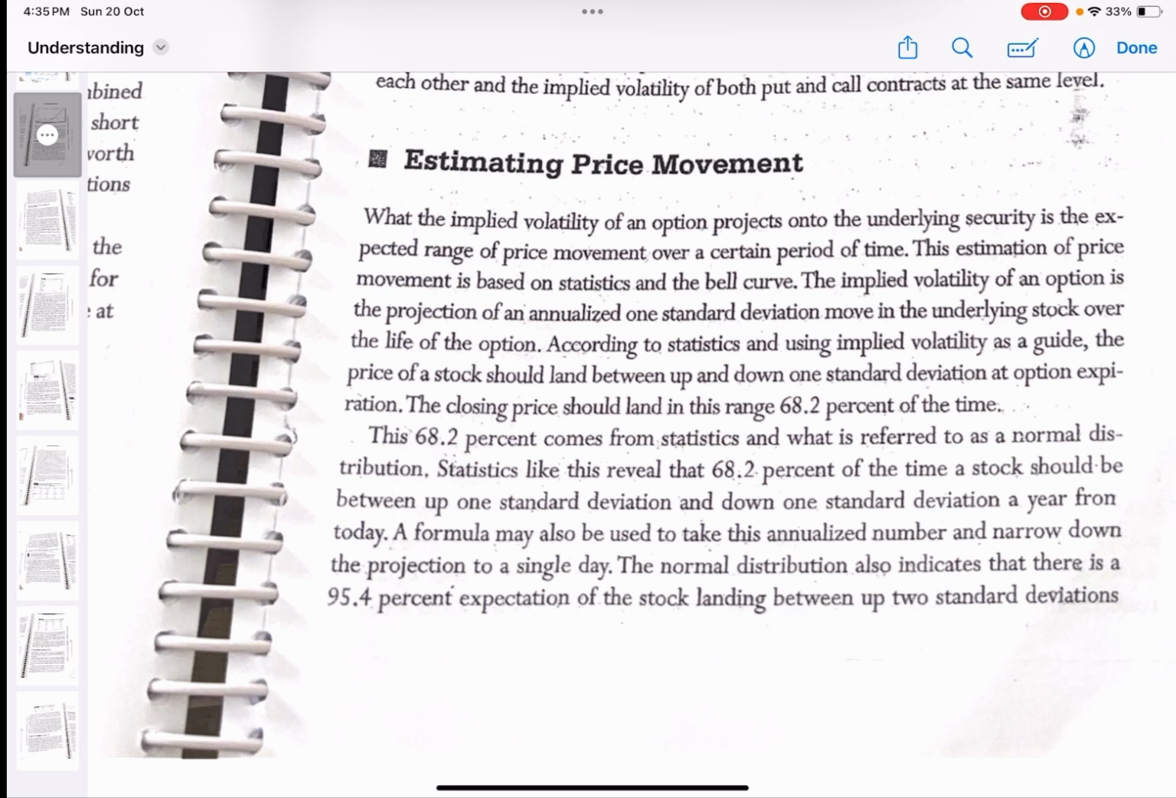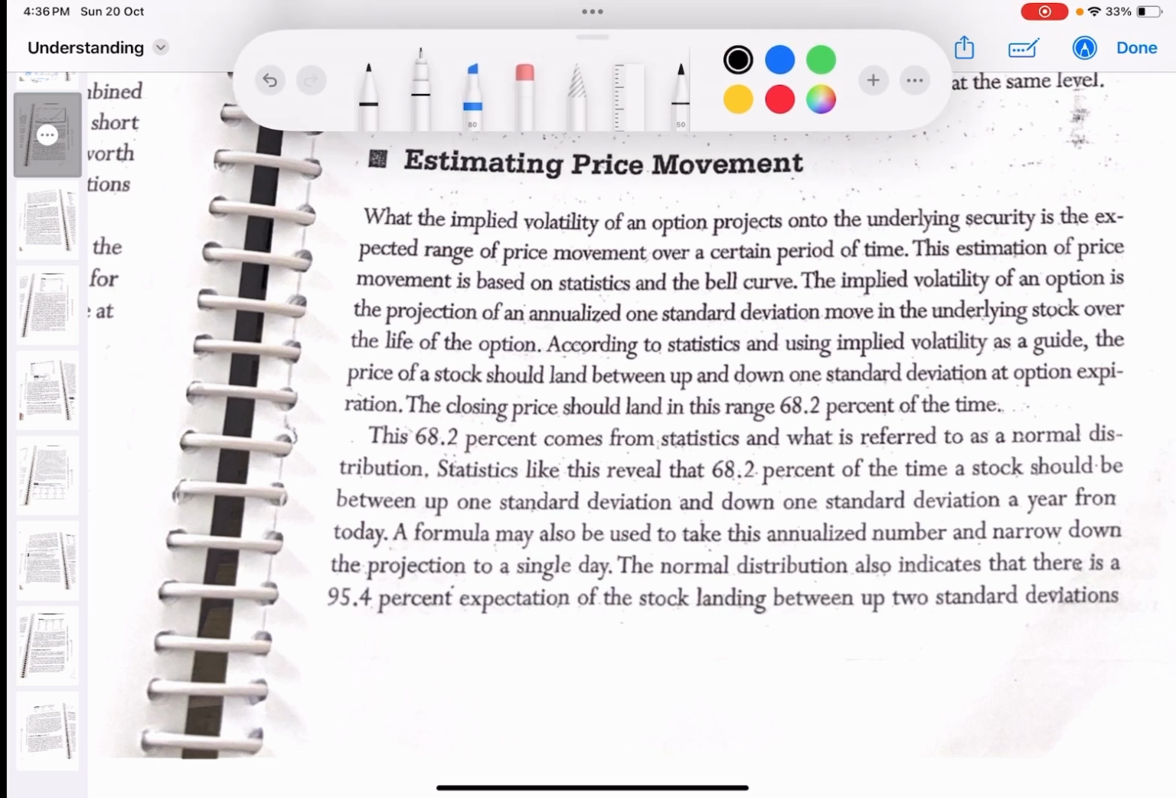The IV of an option is a projection of an annualized one standard deviation move in the underlying stock over the life of an option. One standard deviation move. According to statistics and using IV as a guide, the price of a stock should land between up and down one standard deviation at option expiration. The closing price should land in this range 68.2% of the time.